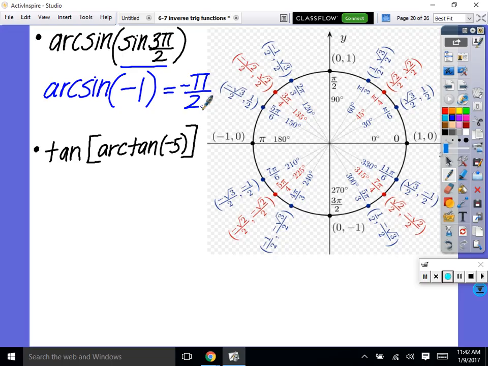Tangent of arctangent of negative 5. So let's think about this. This means the angle whose tangent's negative 5. So that's going to be some angle, correct? Some angle. Now if we find the tangent of that angle, won't it be negative 5? Because they could do brackets or parentheses. So this is tangent of arctangent. Those ones are okay to just undo each other. You're going to find the angle, and then you're going to go back and find the tangent. Won't it be negative 5? Everybody? Yeah. Okay, so my answer is negative 5.